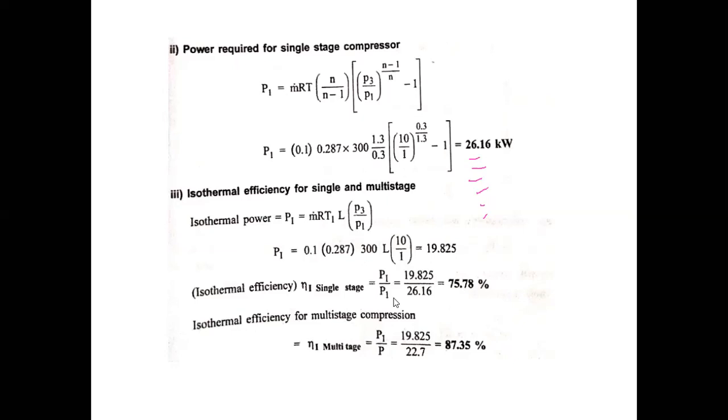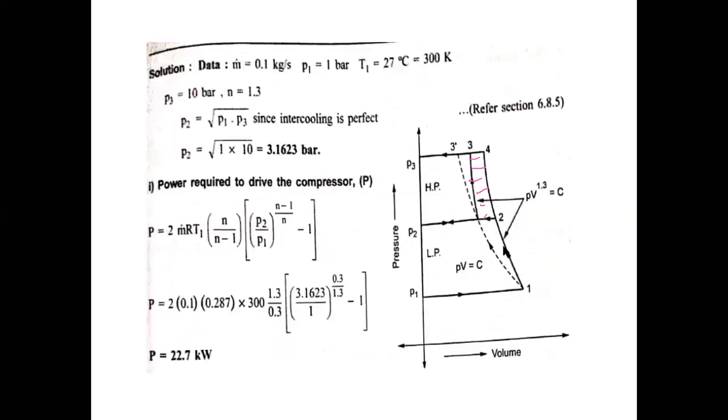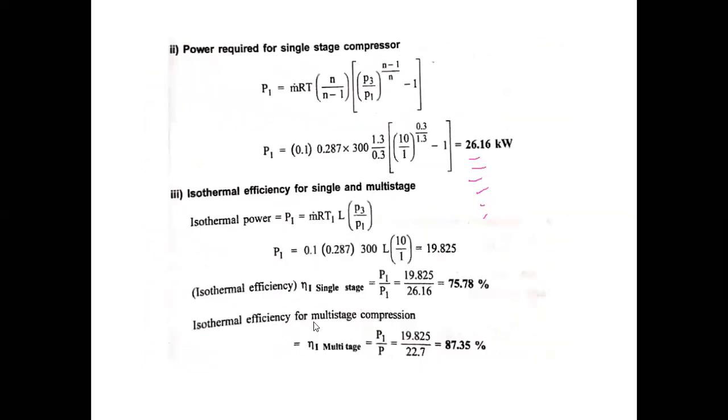So here we can see that for the multi-stage compressor, the isothermal efficiency comes out to be 87.35%. Means we are reaching towards this curve. As we can see on the PV diagram, the area under the curve is nothing but the work required. The isothermal efficiency in case of a multi-stage compressor is more compared to a single stage compressor for the same pressure ratio. So one can say that multi-stage compression along with the intercooler is efficient compared to a single stage compressor. This is the isothermal efficiency for single stage and multi-stage compressor.